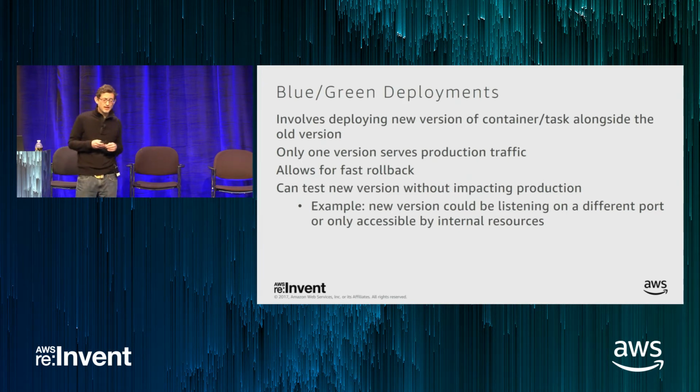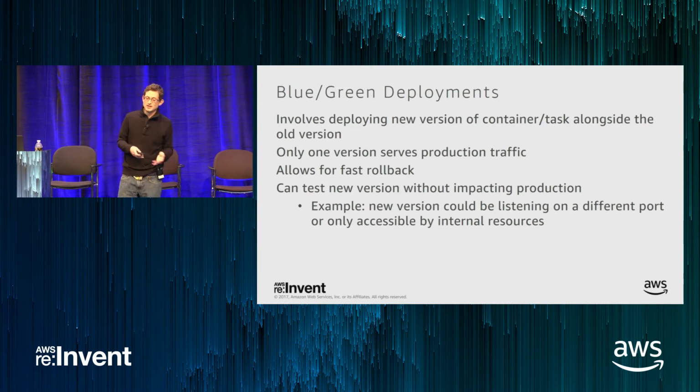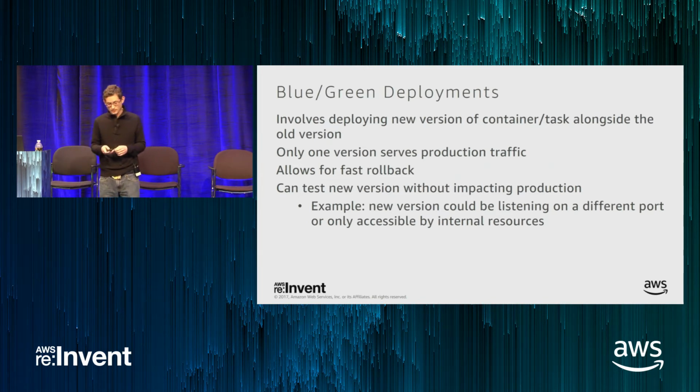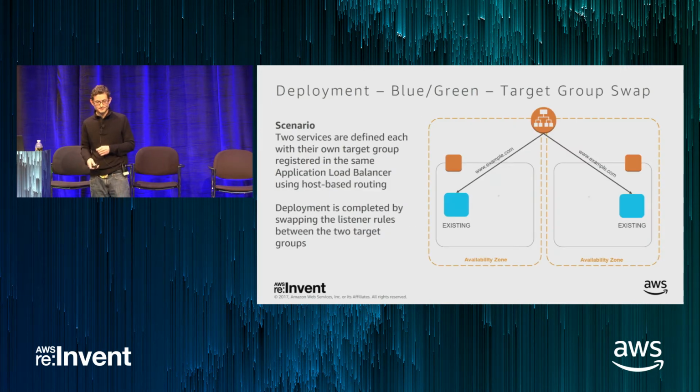Blue-green deployments have several advantages over rolling deployments, including the ability to test the new version without impacting production, and then quickly rolling back to a previous version when issues are discovered with the new version. This can usually be accomplished by manipulating DNS records or through the application load balancer, which we'll see next.